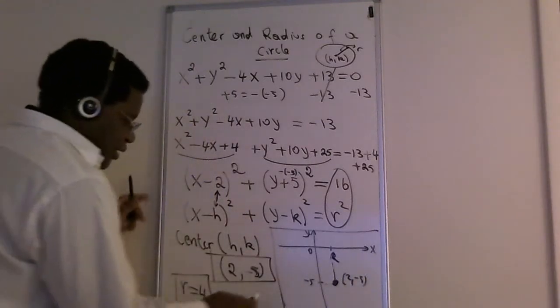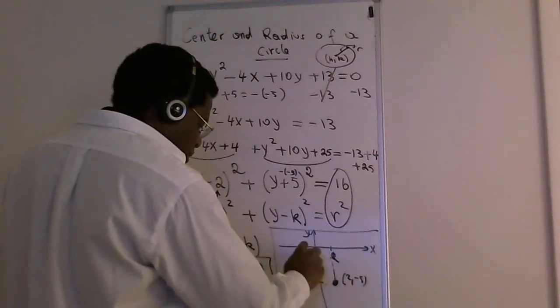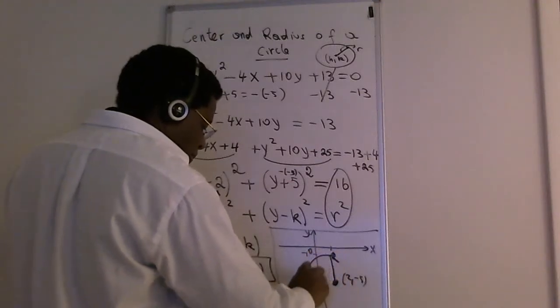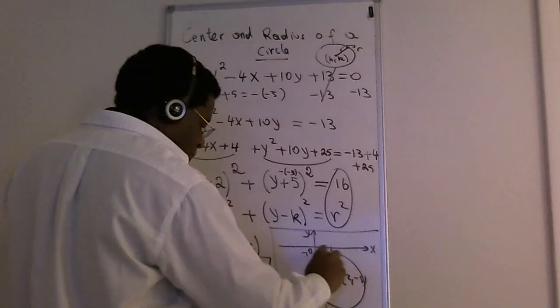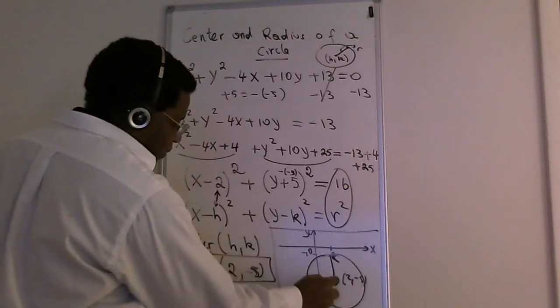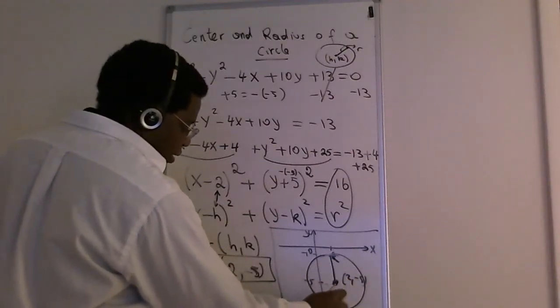Now since the radius is 4, I can go here 4 units, so I can stop at negative 1, and then I can just draw the circle. So here's my circle that is centered at 2 comma negative 5, and its radius is 4.